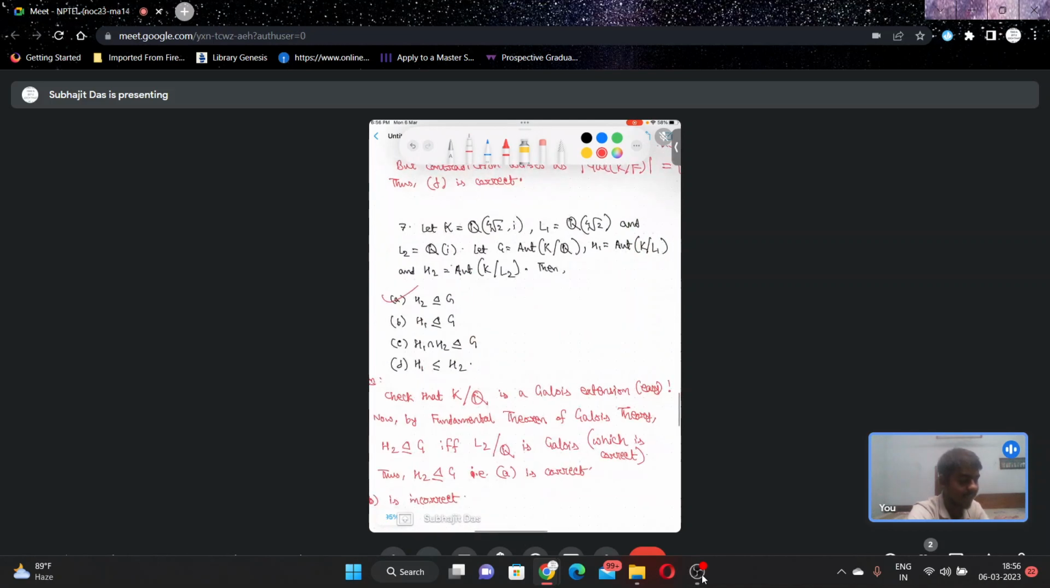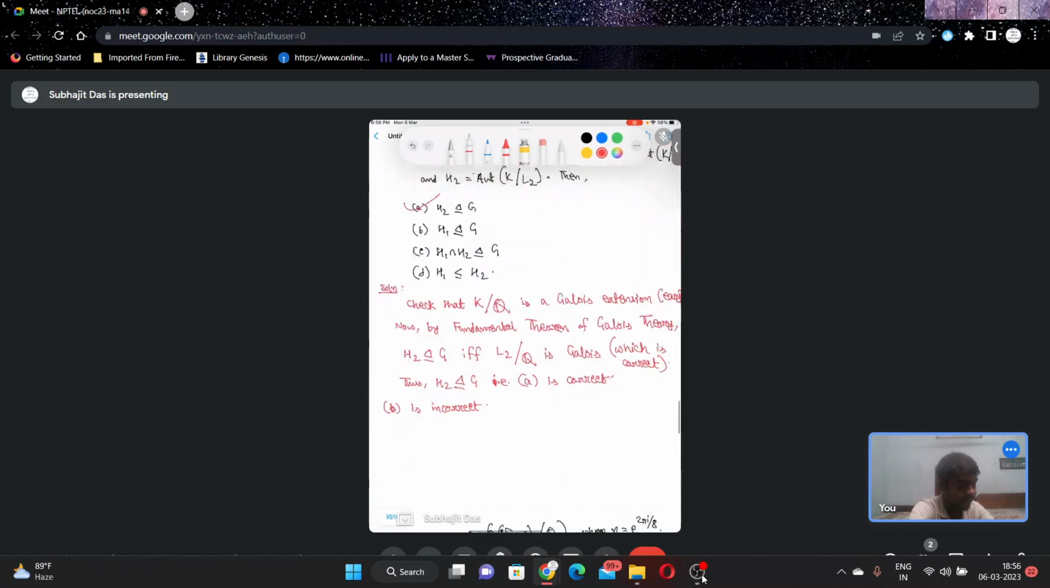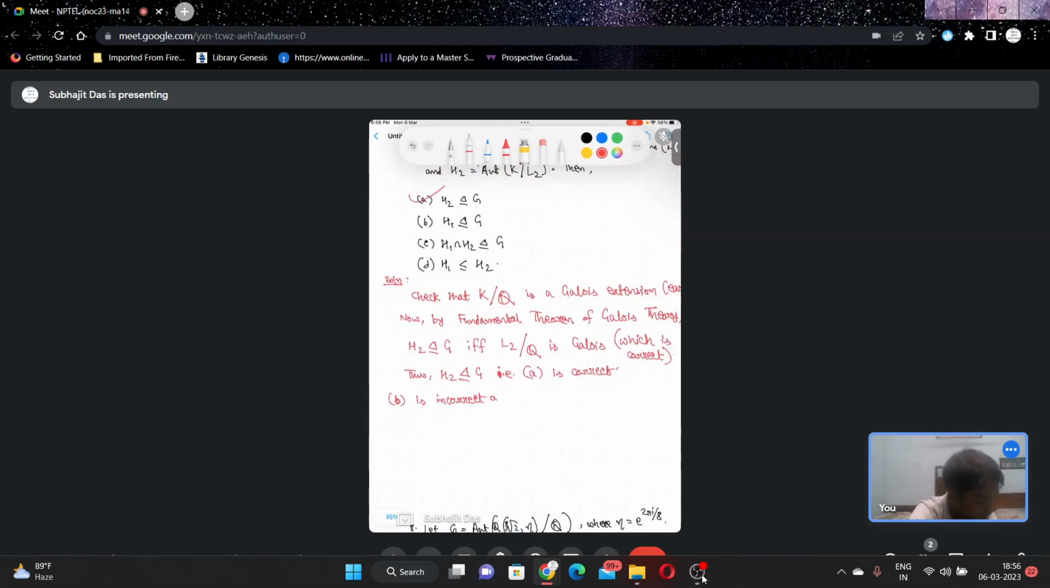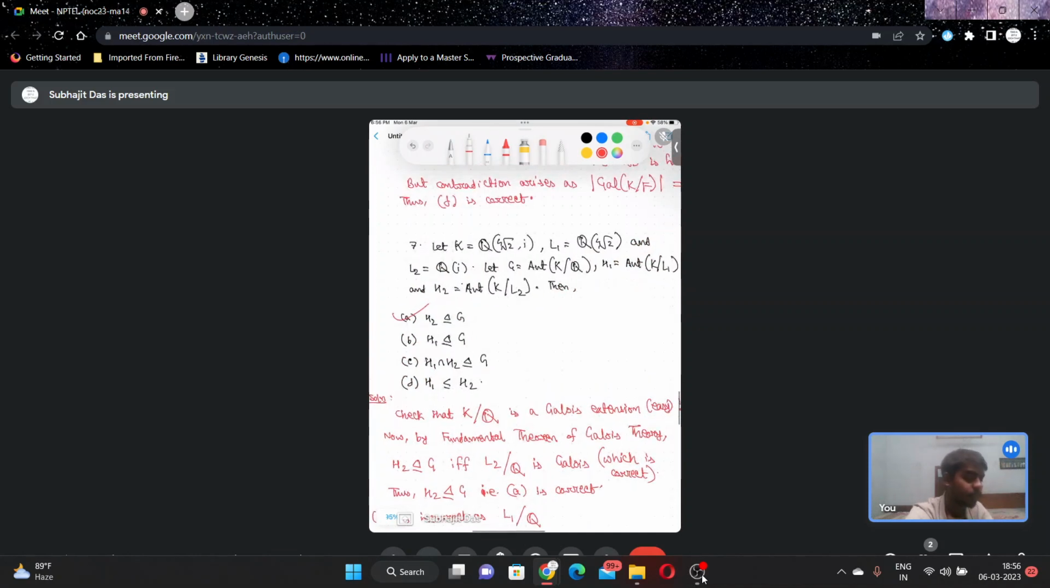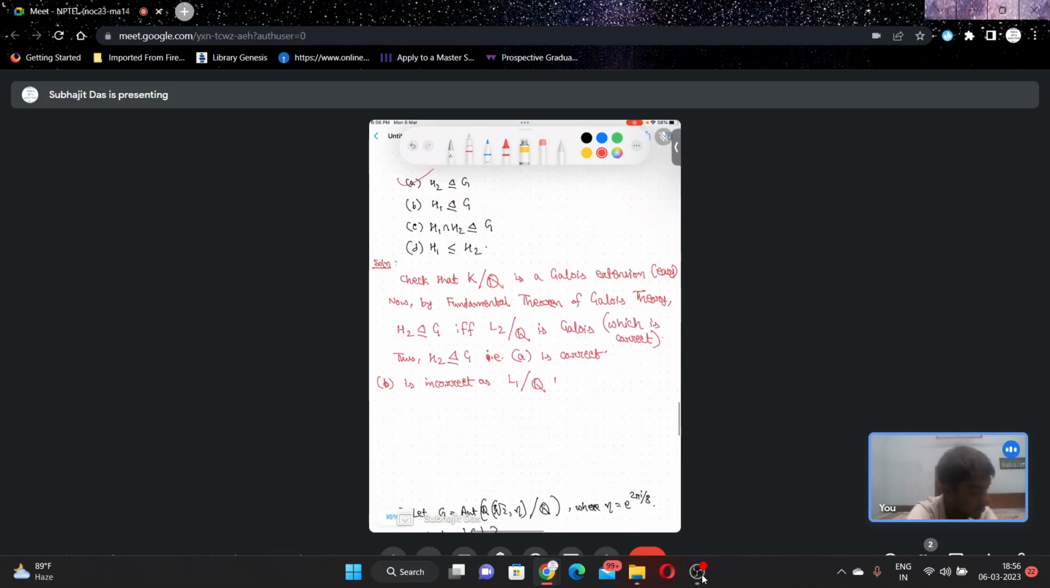Statement B says that H1 is a normal subgroup of G. What is H1? It is the automorphism group of K over L1. So B is incorrect, as L1 over Q, what is L1? L1 is Q adjoined with the fourth root of 2. So this is not a Galois extension. We are again using the fundamental theorem of Galois theory. This is not a Galois extension, as it is not normal.